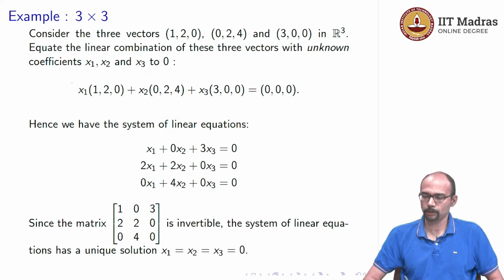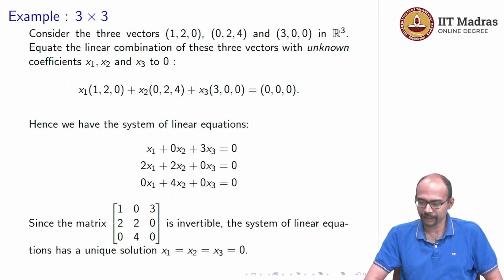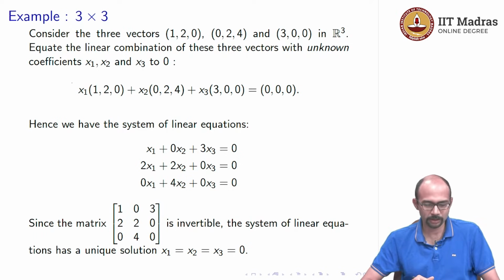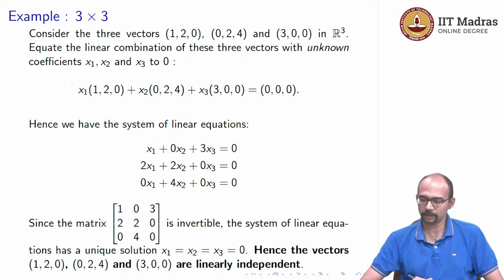Alternatively, you can look at this matrix. So, the corresponding matrix is 1 0 3, 2 2 0, 0 4 0, and note that this has non-zero determinant. So, from here you can check that. Okay, so what is the determinant here? So, you have 0 plus 0 plus 4 times 2 is 8 times 3 is 24, minus 0 minus 0 minus 0. So, the determinant here is 24, and so this is an invertible matrix that tells us that this system has a unique solution 0 0 0. So, the upshot is that these vectors are linearly independent.